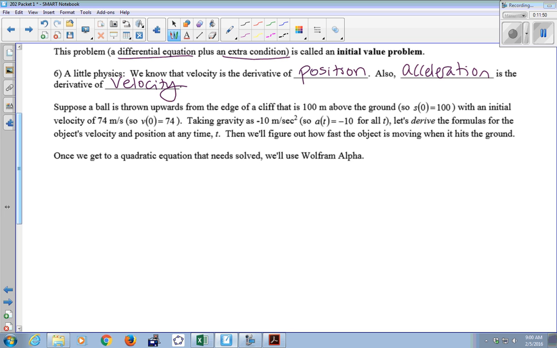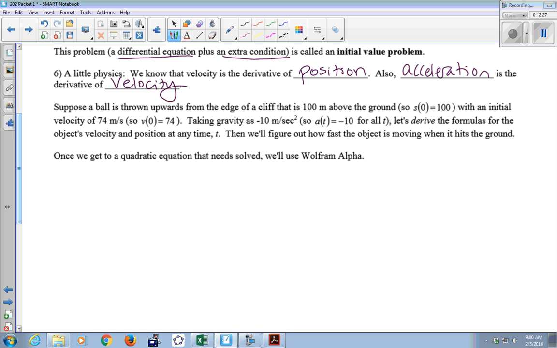So suppose a ball is thrown upwards from the edge of a cliff that is 100 meters above the ground. So that means S of 0 is 100. That's its initial position. It has an initial velocity of 74 meters per second. So it's thrown with a velocity of 74 meters per second. So that means V of 0 is 74. So I've got two initial conditions, initial position and initial velocity. We're going to assume gravity is negative 10 meters per second squared. It's negative, that's not exact, but it makes it easier to do it in our heads. So I'm just going to use negative 10.